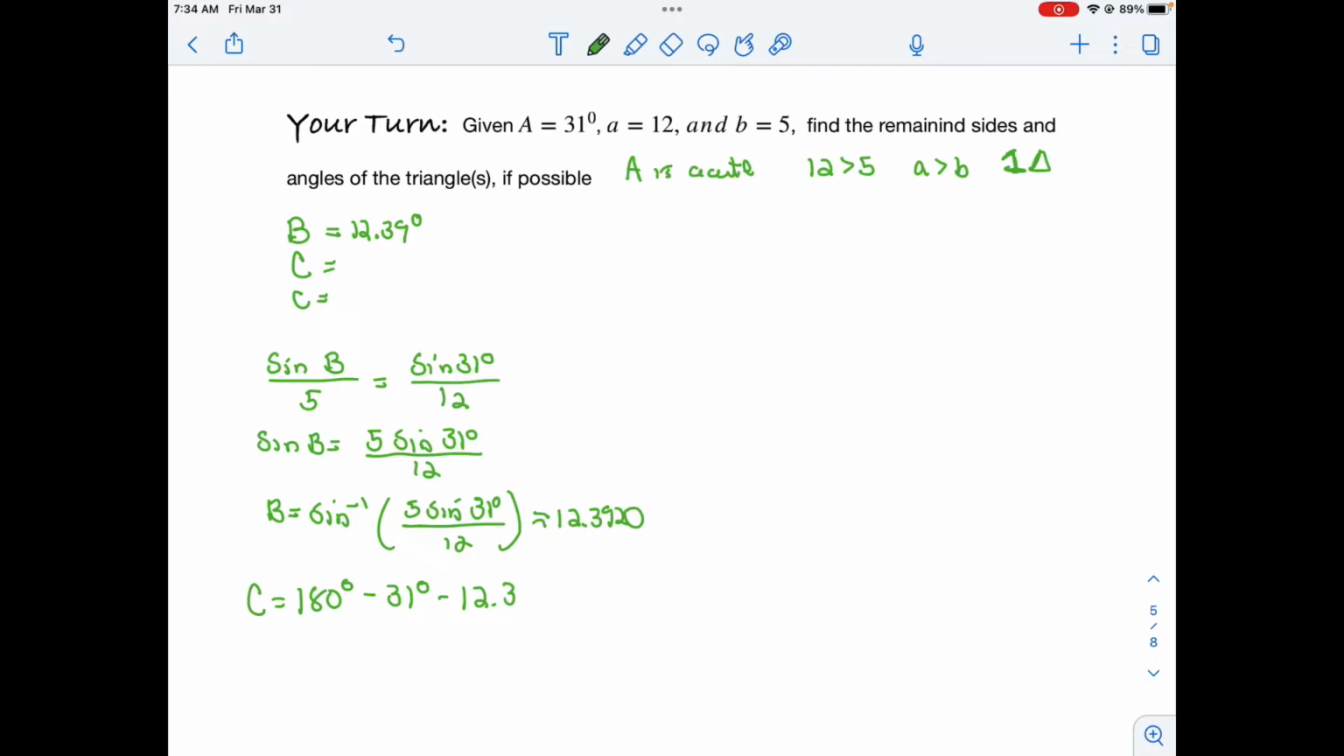So next thing I'm going to do is find the measure of angle C. You can find this by taking 180 minus the two angles you know, the 31 and the 12.3920. And you find that the measure of angle C is 136.608 degrees, or 136.61 degrees.